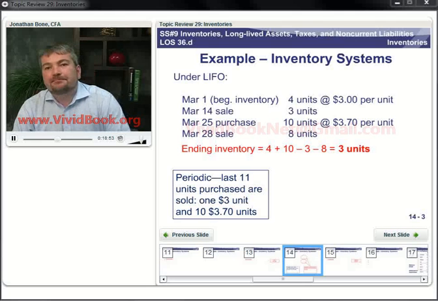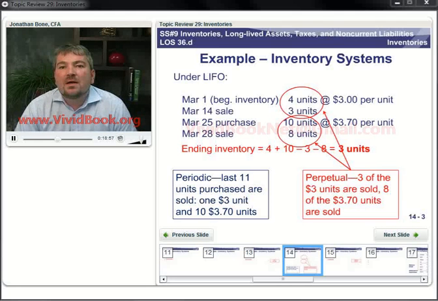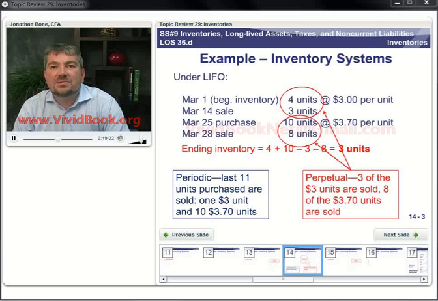Okay, now under the perpetual system, this is where it's going to get exciting. 3 of the units sold. These units here, of course. Remember, we're going to assume we sell the most recent items first. But on the 14th of March, these 4 units were the most recent purchases. So we're going to have to value those at $3.